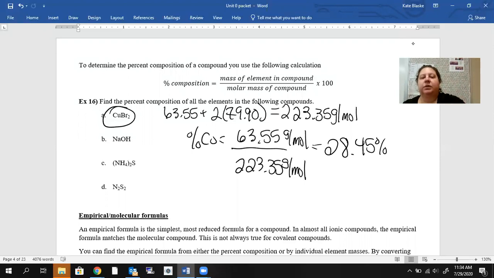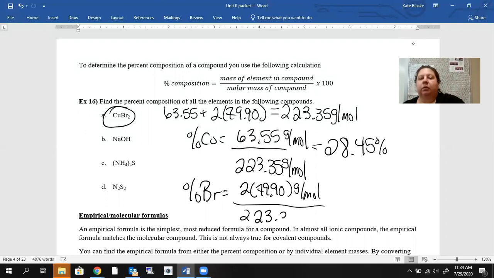Now, to find the percent bromine, we could go ahead and do this and say, well, there's 2 bromines, each one is 79.90 grams per mole out of the total molar mass, which is 223.35 grams per mole. We could do that math, or we could just take it and subtract it from 100. Take that 28.45 from 100, and we would get 71.55%. Right? Those percentages should always add up to 100.